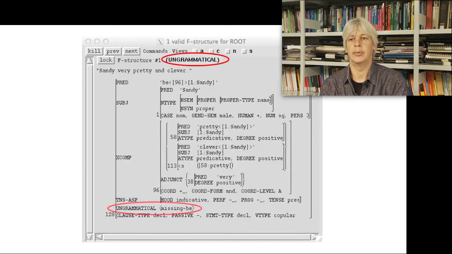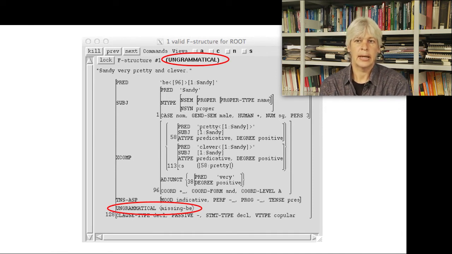So here again is a demo. What we've done here is we've parsed the sentence Sandy, very pretty and clever. These are sentences that were taken from a corpus of Chinese learners of English. And these are very typical of mistakes that Chinese learners of English make. So one thing they do is they leave out the copular be, because Chinese does not actually use it in the present tense. So something like Sandy, very pretty and clever is perfectly good in Chinese. It's not good in English because you need it.